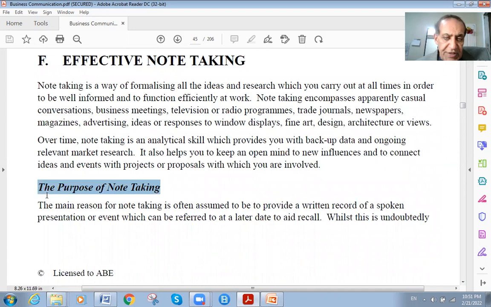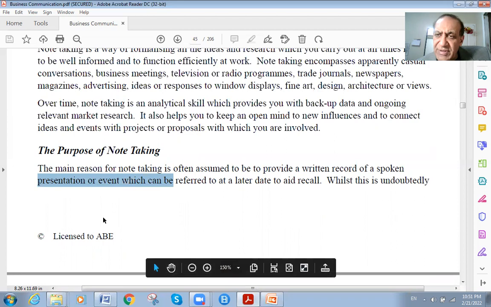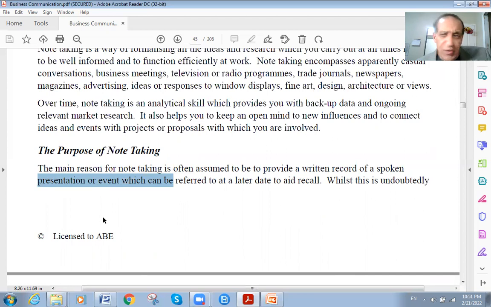The purpose of note taking: why do we take notes? The main reason is often assumed to be to provide a written record of a spoken presentation or event. If it is something important, you have to record it so that you can go back to it. Notes are recorded so that you will not forget. Suppose you are training in a new company, and someone is training you to do the job, and you are given passwords to open logs, or to open your own computer or laptop in the new job.